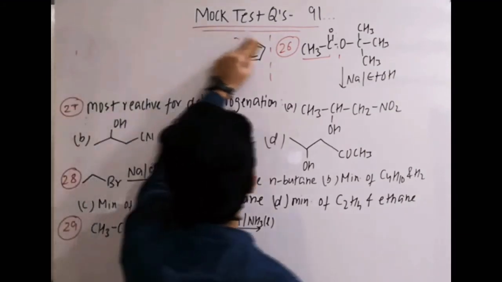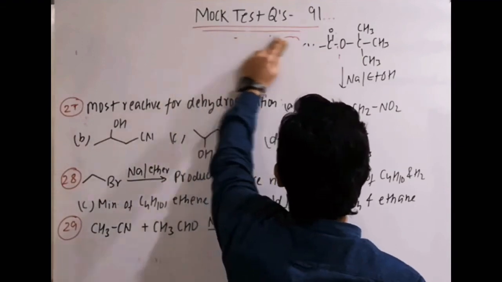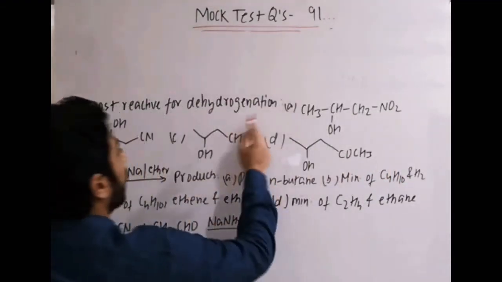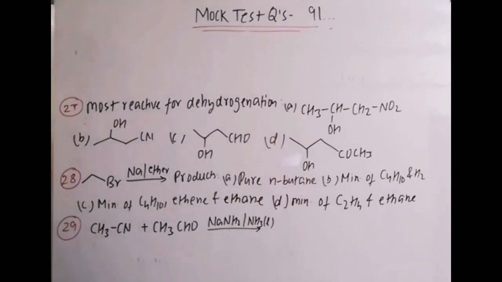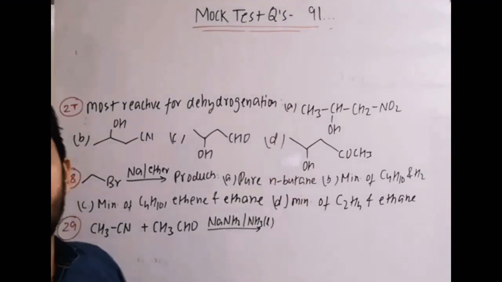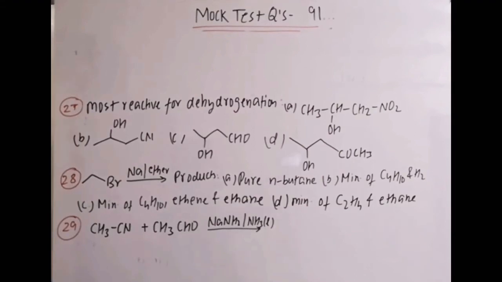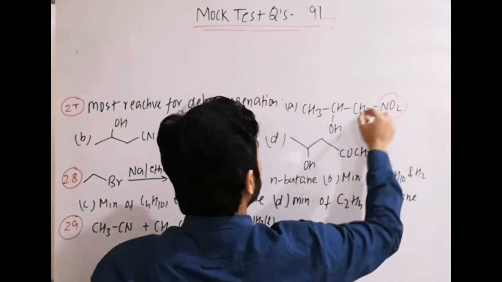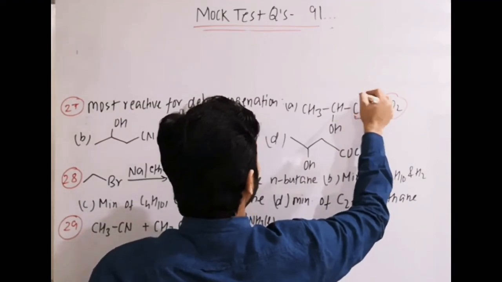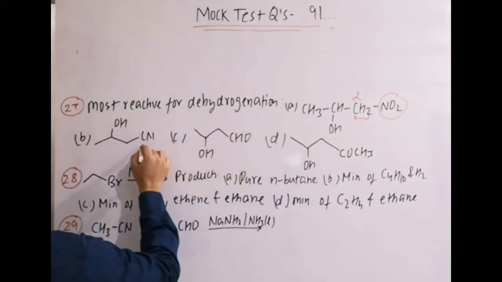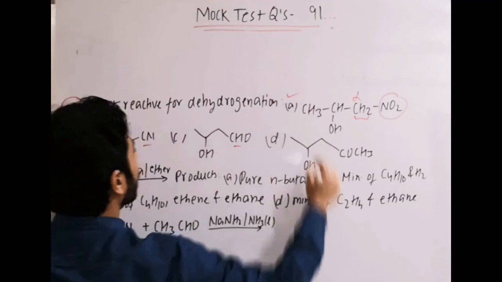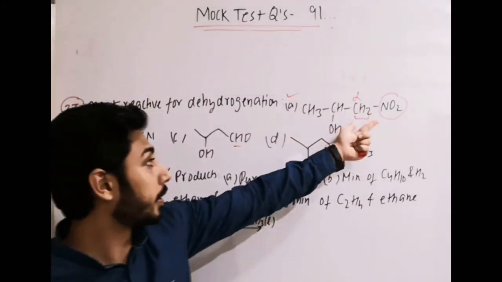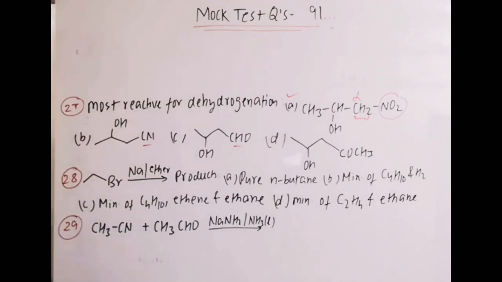Okay, the next question is most reactive for dehydrogenation among these alcohols. So firstly, we normally go by the meaning, which is dehydrogenation, that is removal of hydrogen. So you can go for that. Here most withdrawing group is present, this H will be most acidic. Similarly here CN, CHO, so among them removal of this will be fastest because of the strong withdrawing group present.